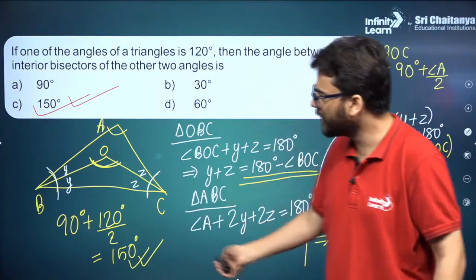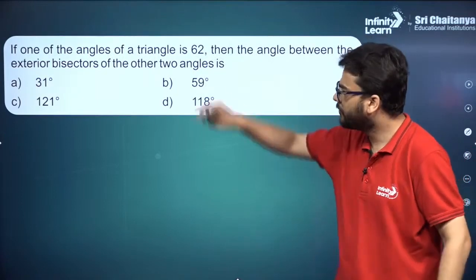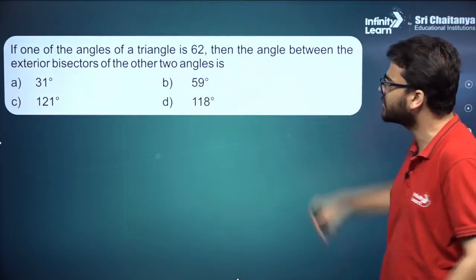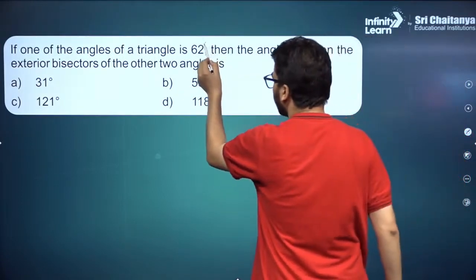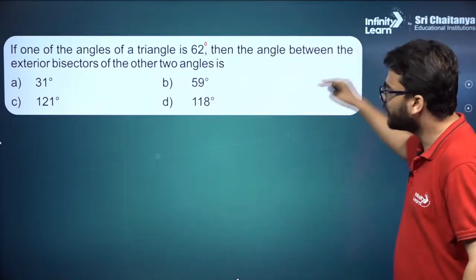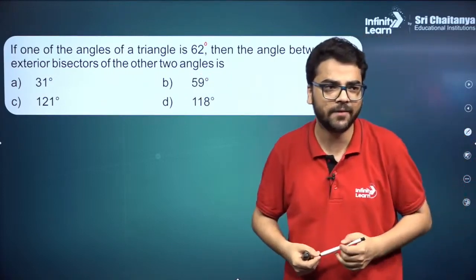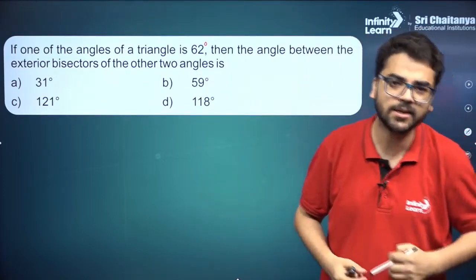Now let's do a similar question. Try doing this one. If one of the angles of a triangle is 62 degrees, then you have to find the angle between the exterior bisectors of the other 2 angles.